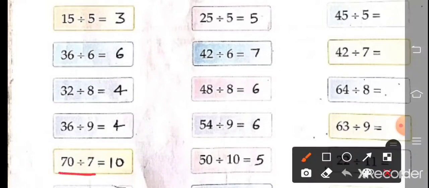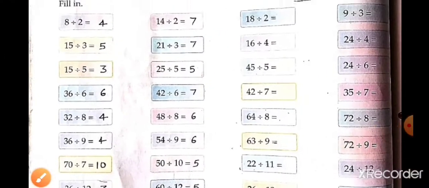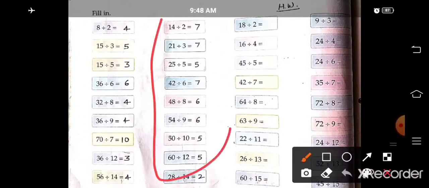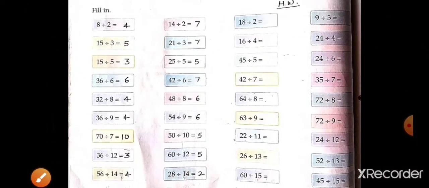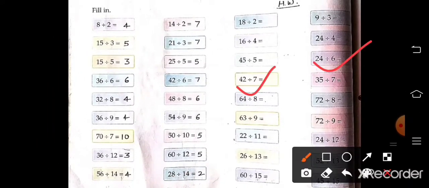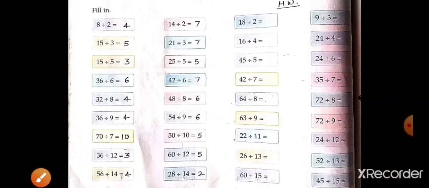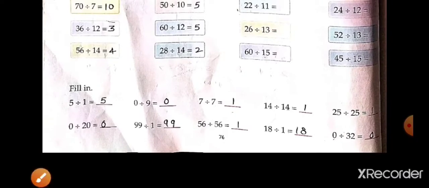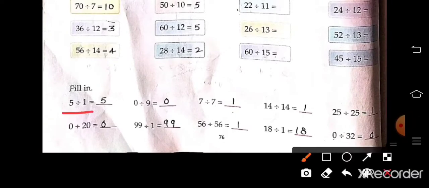Now 70 divided by 7. So 7 10s are 70. So its answer is 10. Okay, so like this we have to do. Okay, this column I have done and these two are in your homework. Okay, now the next is fill in. 5 divided by 1, so 5.